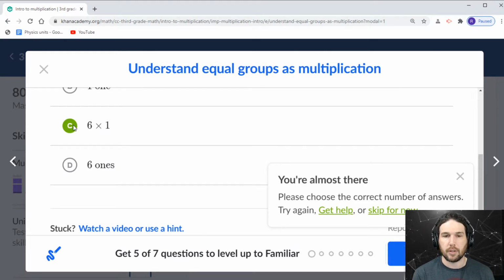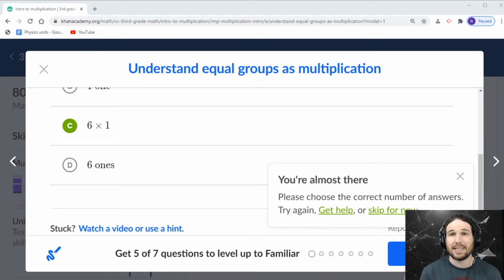the answer before I was ready. I don't know if you can see this, but it says you're almost there. Please choose the correct number of answers. Now, I really like this. In my last video, I kind of ragged on Khan Academy a bit, and in this case, I really like this. This has not been marked wrong. Yeah, it hasn't been marked wrong. I am correct so far, but it's also 6 ones.